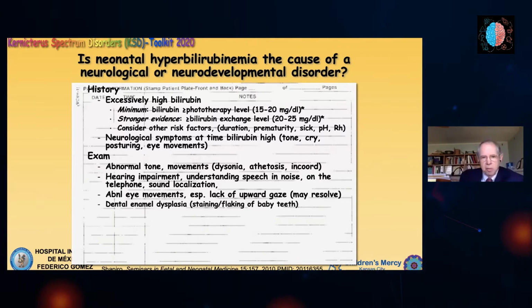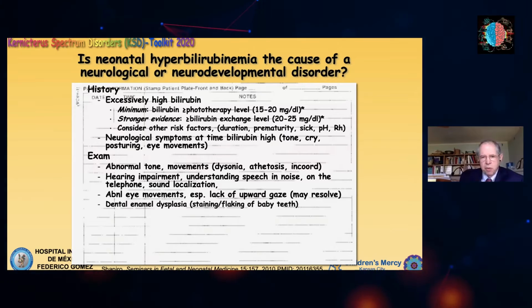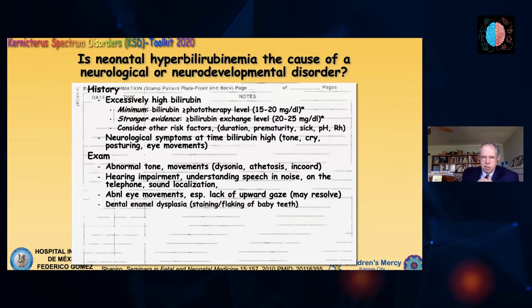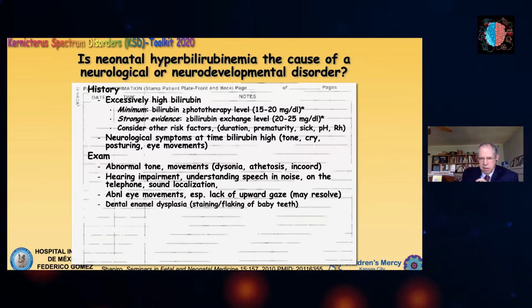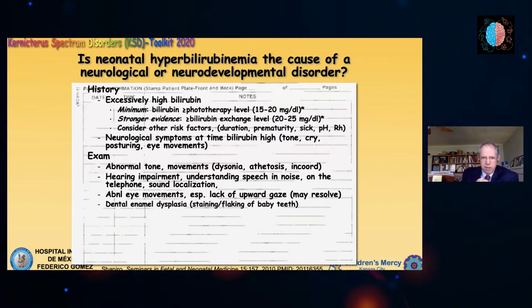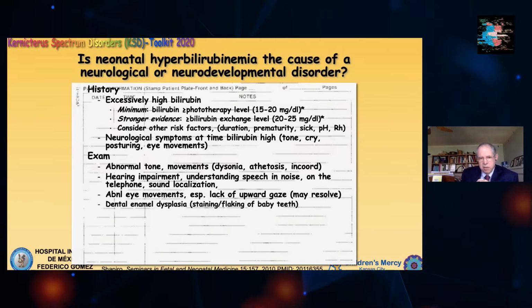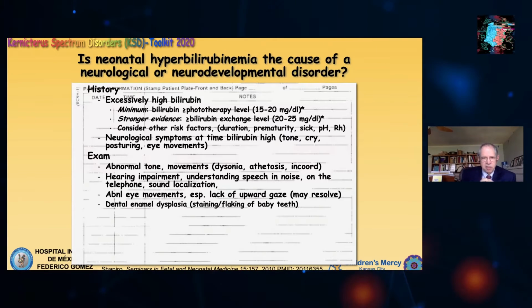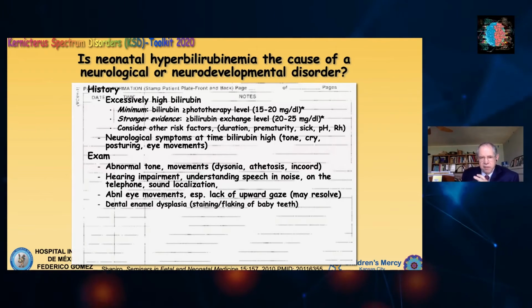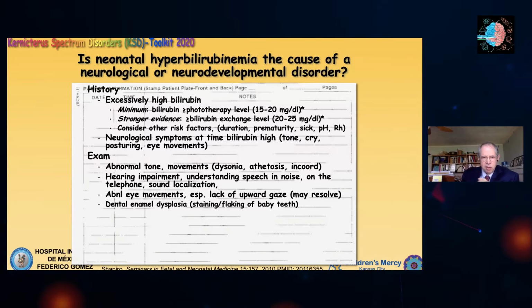And are there abnormal eye movements, especially lack of upward gaze, which may resolve, but all sorts of both horizontal and vertical eye movements may be abnormal. And is there, or was there, a history of dental enamel dysplasia, staining or flaking of the baby teeth? That's inconsistent. They may not have it. And if you have that, that could be from other things as well.